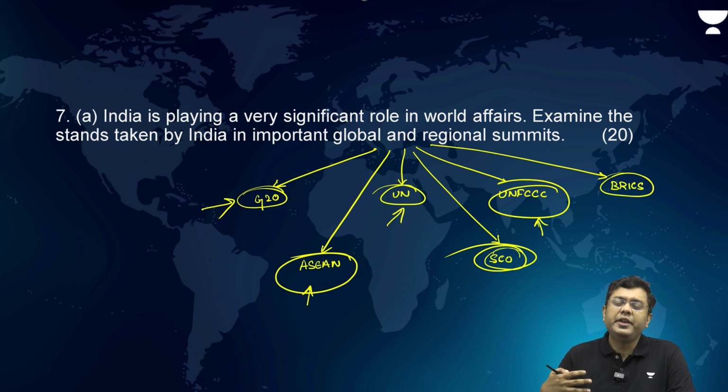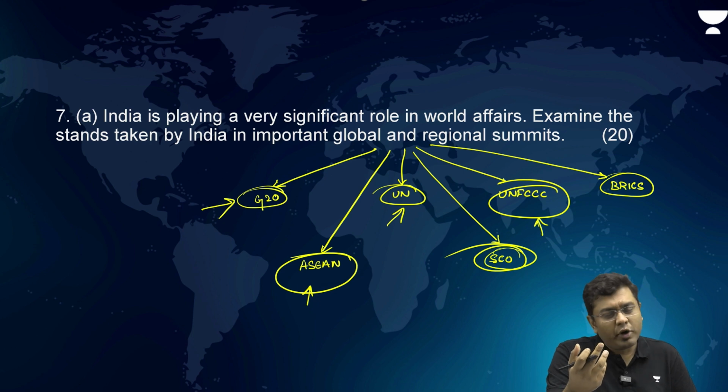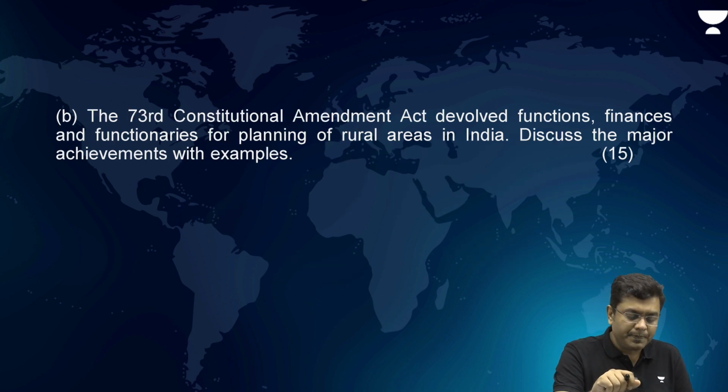For UNFCCC, the aspect of loss and damage fund, the aspect of common but differentiated responsibility; in the case of UN, a reform of the international order. All that separately you could mention.